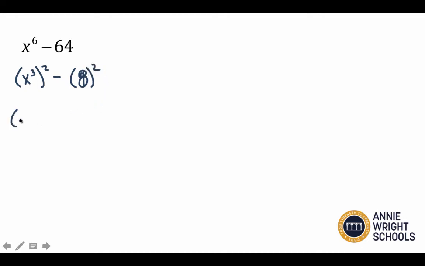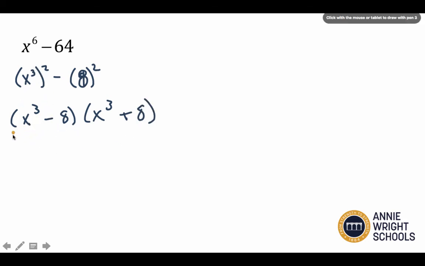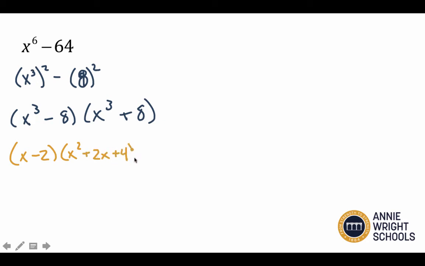Once you see it that way, you know it's going to factor to x cubed minus 8 and x cubed plus 8. And now what do we have? We have a difference of cubes for each one. So this one's going to be x minus 2 times x squared plus 2x plus 4. The other one's going to be x plus 2 times x squared minus 2x plus 4.